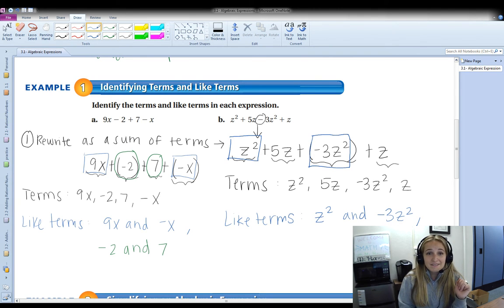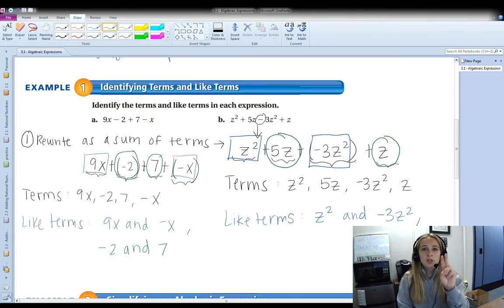Now, my other set of like terms are going to be, well, I have a 5z, so z again, and then I just have a z. Again, same variable, raised to the same exponent. If they don't have an exponent, we can just assume they're raised to the first power. Okay, so my other set of like terms are going to be 5z and just a z. All right, so again, those are my like terms and my terms. First step, always rewrite as a sum of terms. Okay, make sure you pause, get all this information down, and then you can scroll on to the next example.